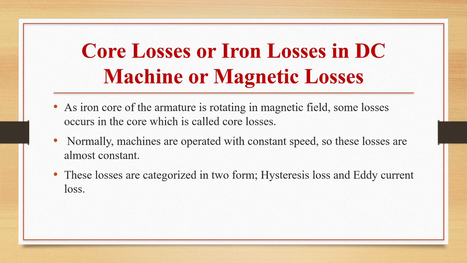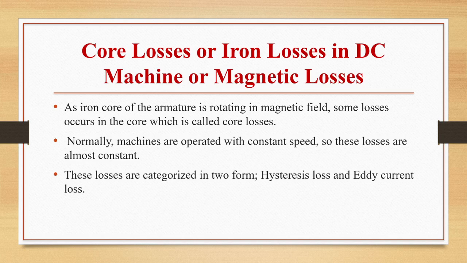Let us see now the next one, iron losses or core losses in a DC machine, also called magnetic losses. As the iron core of the armature is rotating in the magnetic field, some losses occur in the core, which are called core losses. So what is the meaning of core losses or iron losses? Whenever the iron core of the armature is rotating in the magnetic field, some losses will occur in the core.